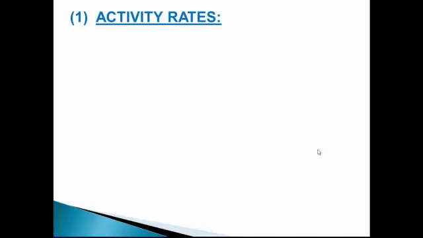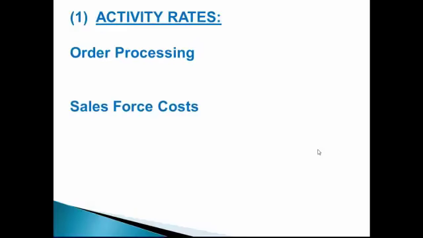Well, there are 2 customer-related costs that need to be allocated. First, the order processing costs, and second, the sales force costs. We will find their activity rate by taking the total cost, which for order processing is $10,000.